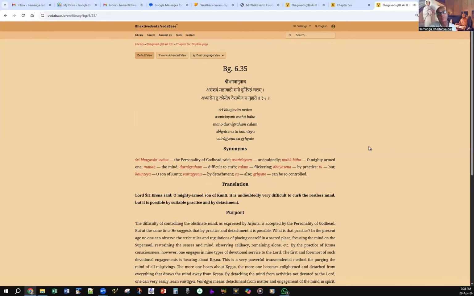This is a beautiful verse, a very popular verse again. Garima Mataji, would you like to read?